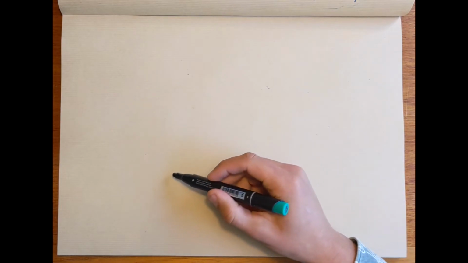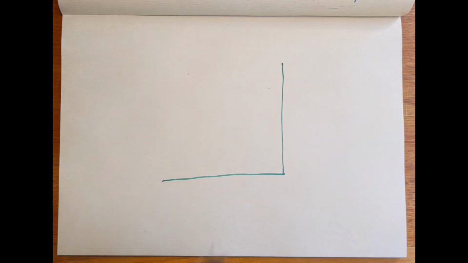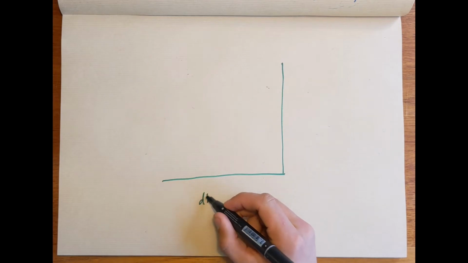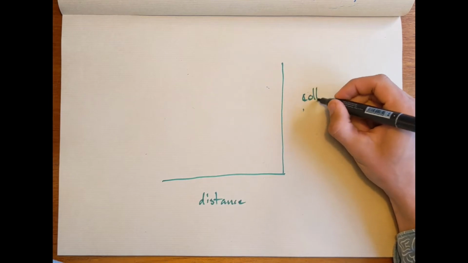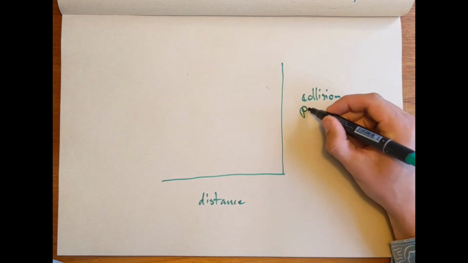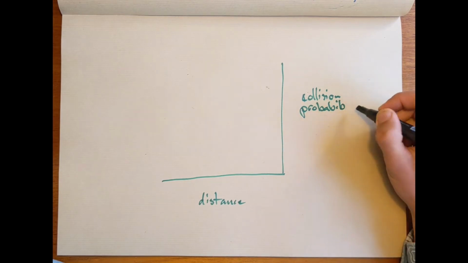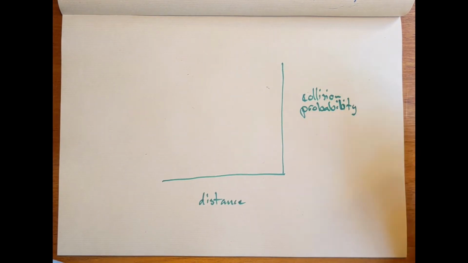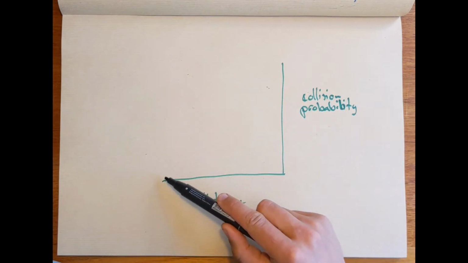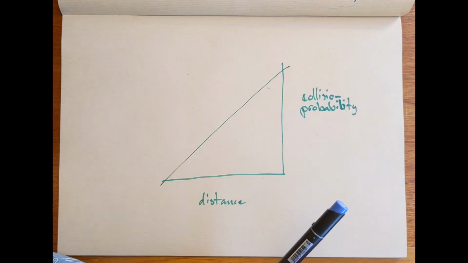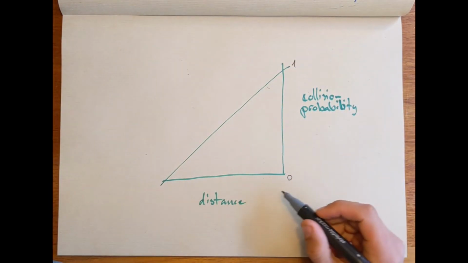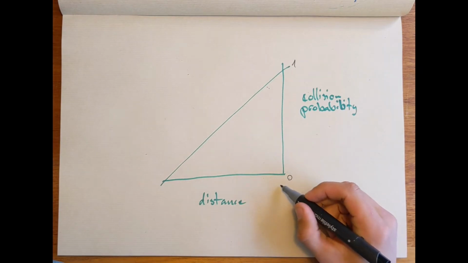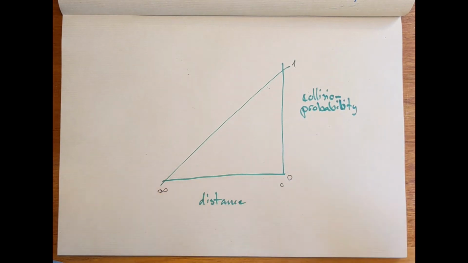We usually want to draw a certain picture. We want to draw this graph here, which has, on this axis here, we have the distance. And on this axis here, we have the collision probability. And for many simple hash functions, that's going to look something like this, where we have here 0 probability, and here we have probability 1. And here we have distance 0, and here we have distance, I don't know, infinity.